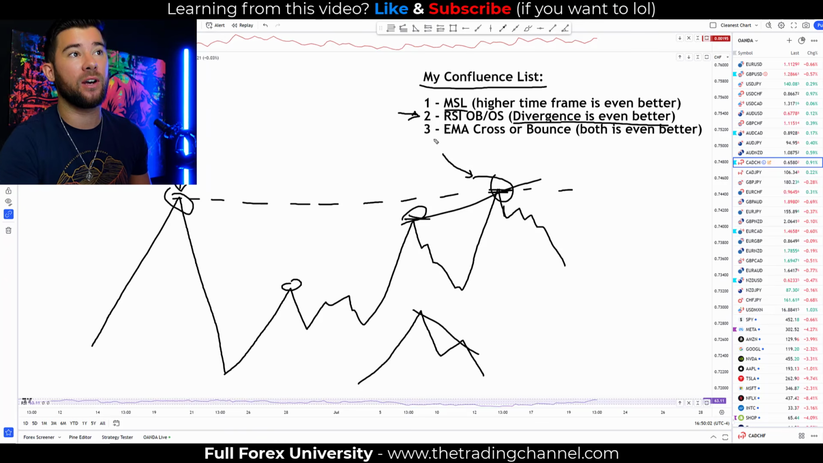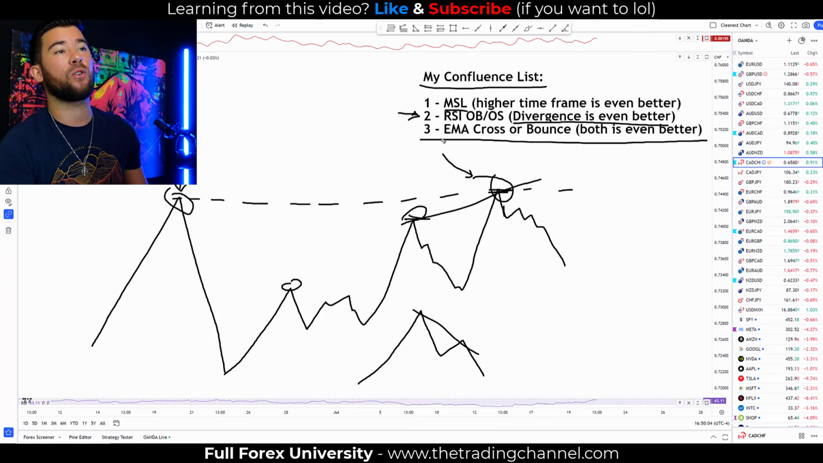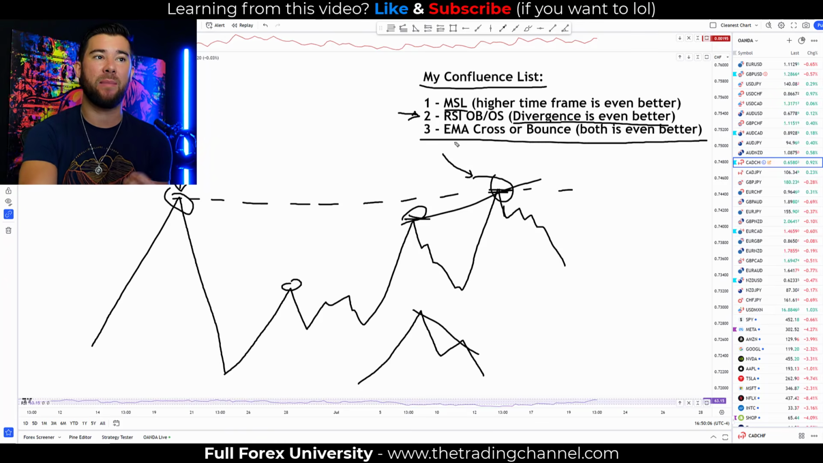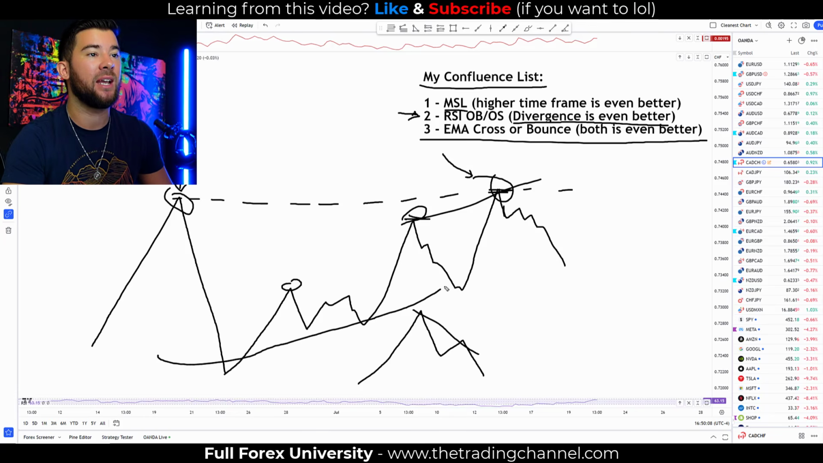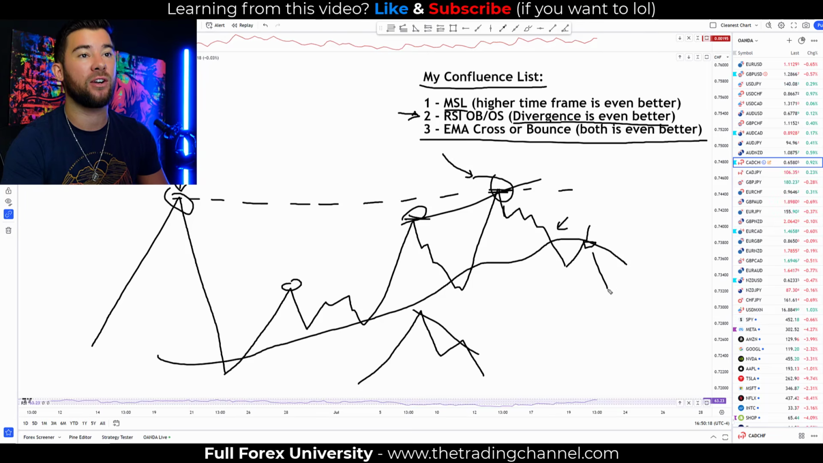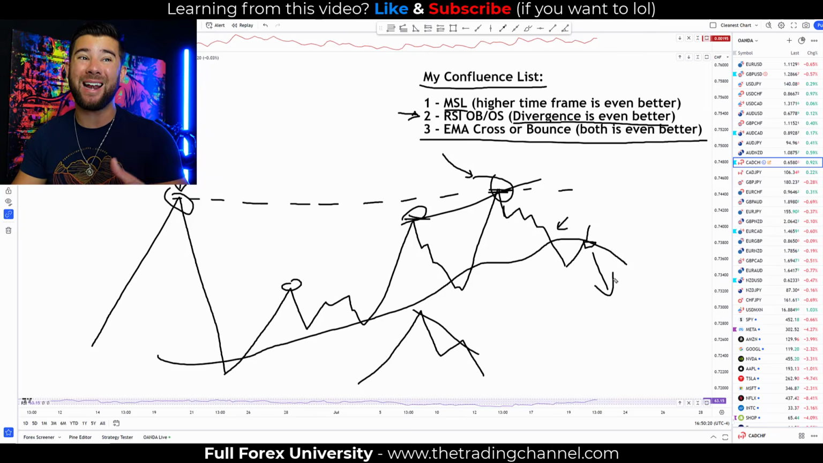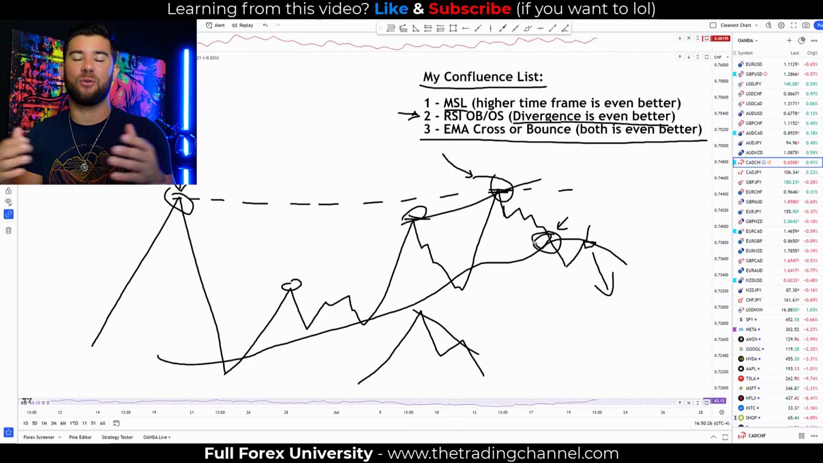And or another confluence that I have is the cross or bounce of an EMA. So I like to use the 50 EMA. Let's pretend this is it. What I would need to see is price cross the EMA, then pull back to the 50 EMA in order to look for some type of candlestick pattern to follow the trend to the downside after this reversal of crossing the EMA, or at least possible reversal.